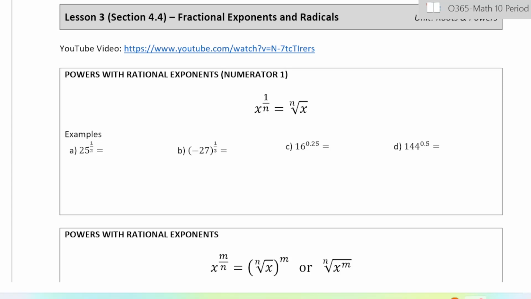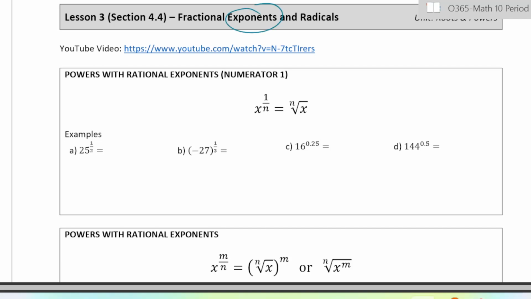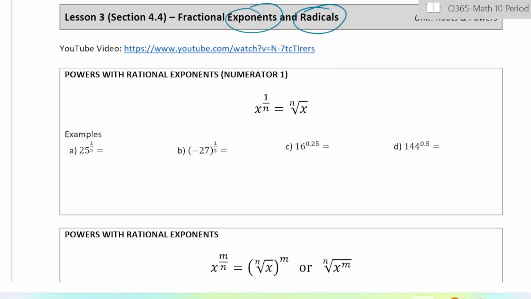Hi everyone, this is lesson 3 in our Roots and Powers unit. This is section 4.4 in the textbook, and the title of the lesson is Fractional Exponents and Radicals. So we are going to connect exponents and radicals today. They actually are the same thing. We just use different notation to mean the exact same calculation. So we're going to kind of link these two topics today.